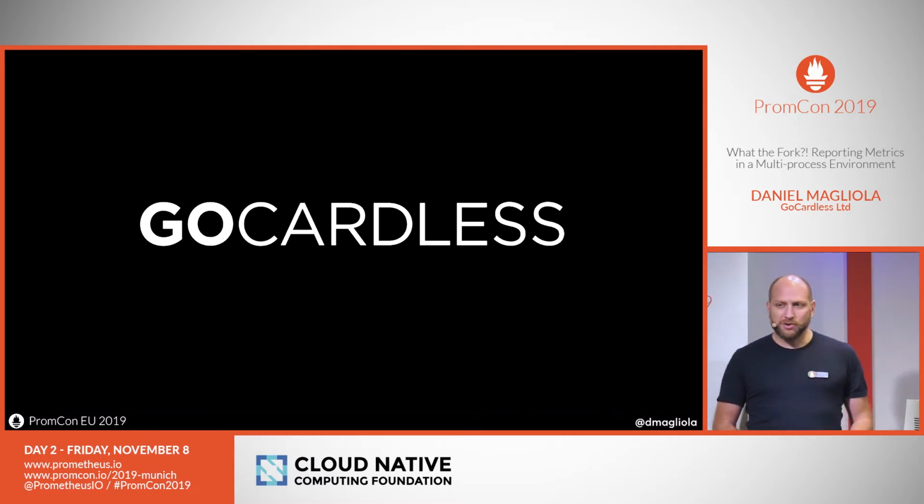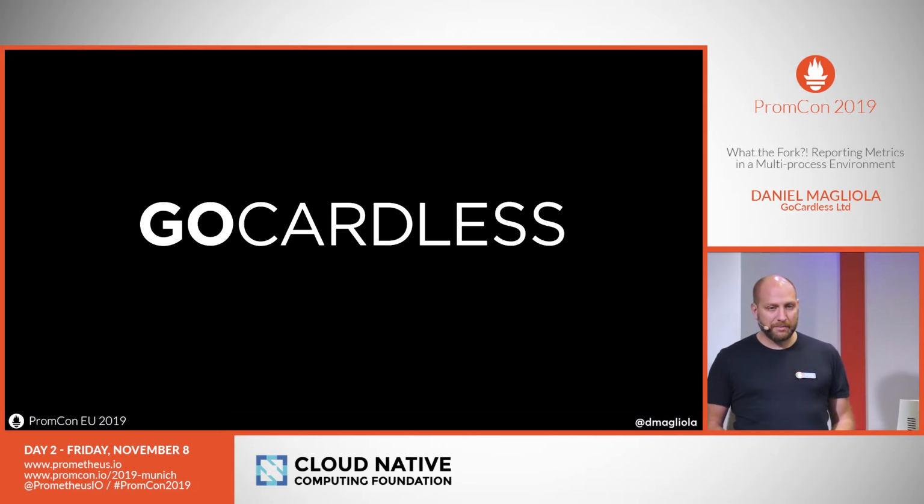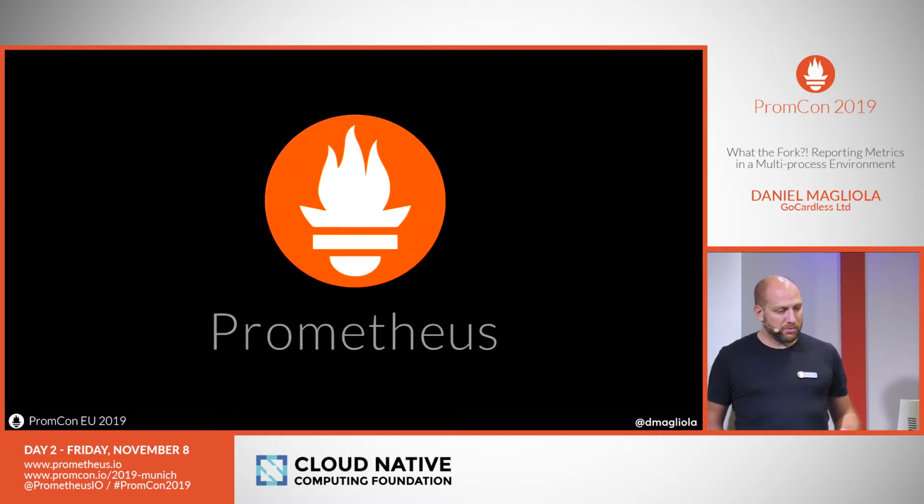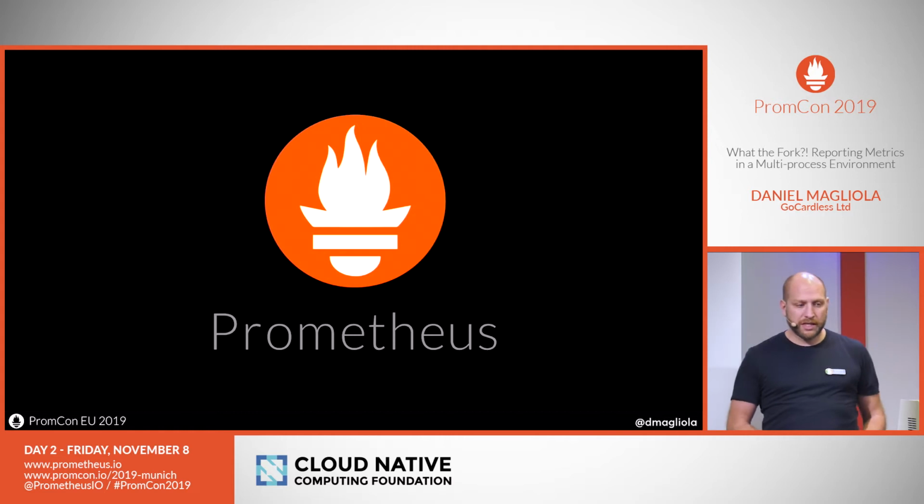Now, for us at GoCardless, uptime is critical. And that means, among other things, that having good metrics for our apps is critical. And as you probably guessed by the conference name, we use Prometheus for this. Now, we love Prometheus, but we had a pretty big issue trying to use it from Ruby, which is what our main app is written in.